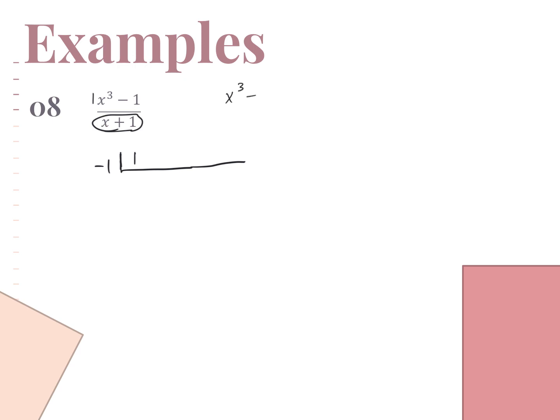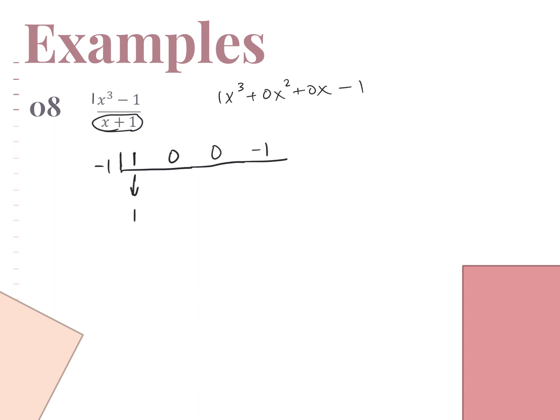Remember, this is like an x cubed plus a 0x squared, plus a 0x minus a 1. And so, yes, I'm going to have the coefficient of 1, but then I've got to do 0 for the x squared, 0 for the x, and then a minus 1 for the constant. And now that I inserted those zeros, I'm ready to do this using synthetic division.